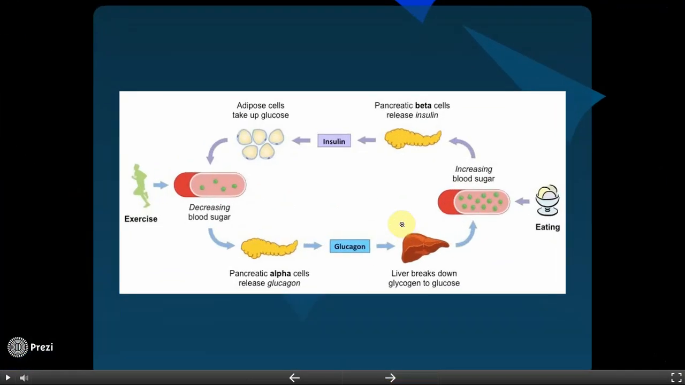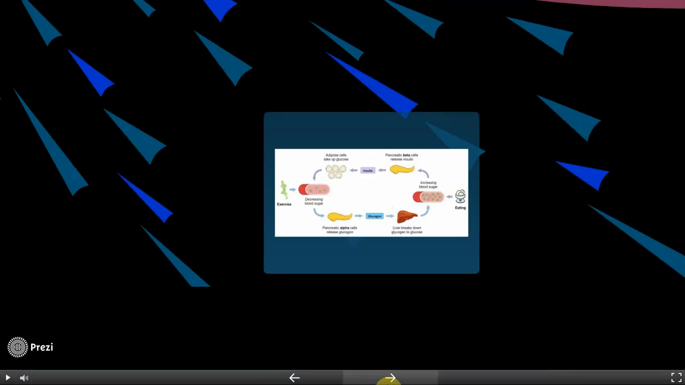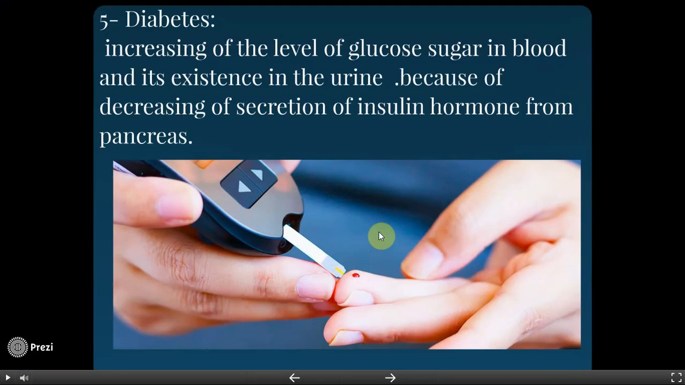So now you know what happens when the level of glucose sugar in the blood increases above the normal level: the pancreas gland will respond by secreting insulin hormone. On the other hand, if the level of glucose sugar in the blood decreases below the normal level, the pancreas gland will respond by secreting glucagon hormone.